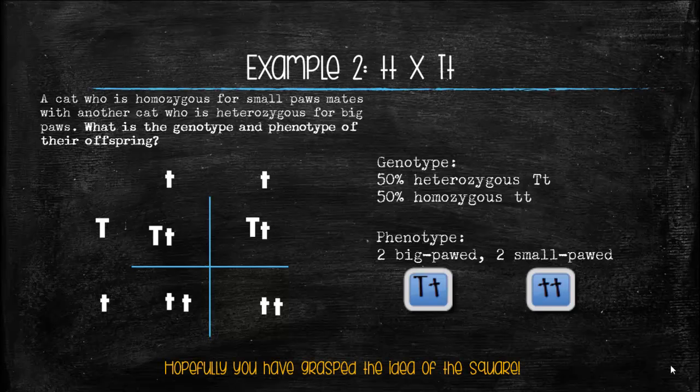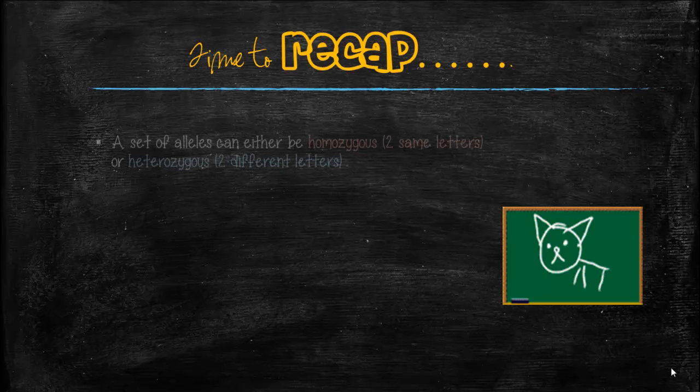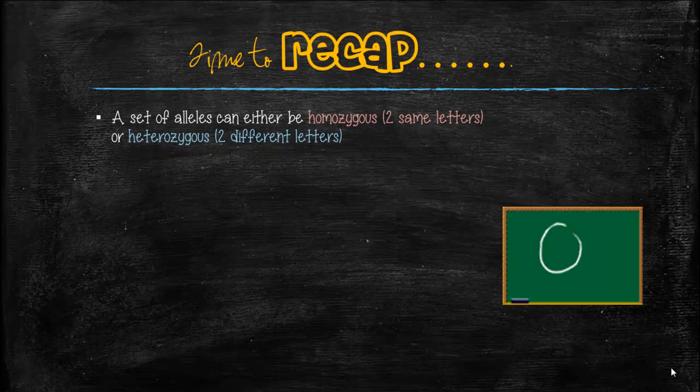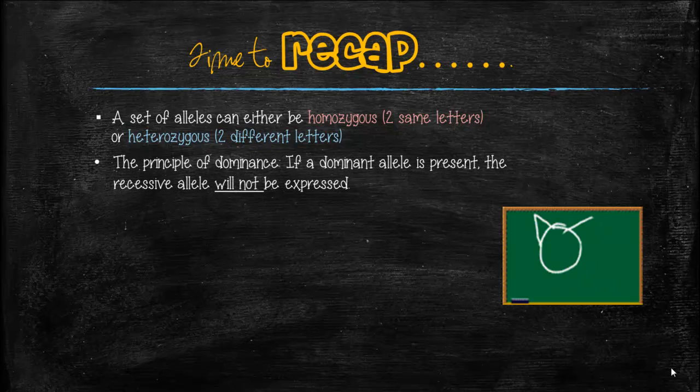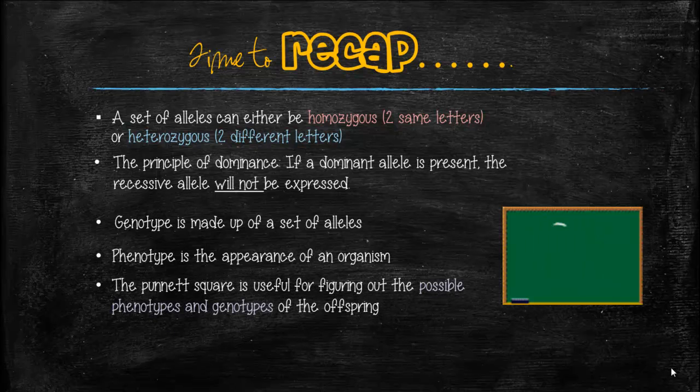Hopefully you've now grasped the idea of this square, as we have come to the end of the video. It is now time to recap. A set of alleles can either be homozygous, 2 same letters, or heterozygous, 2 different letters. The principle of dominance: if a dominant allele is present, the recessive allele will not be expressed. The genotype is made up of a set of alleles. Phenotype is the appearance of an organism. Punnett square is useful for figuring out possible phenotypes and genotypes of the offspring.